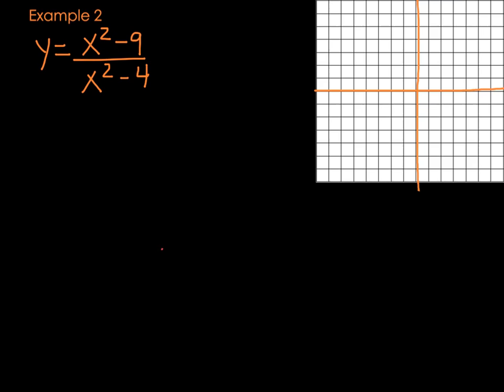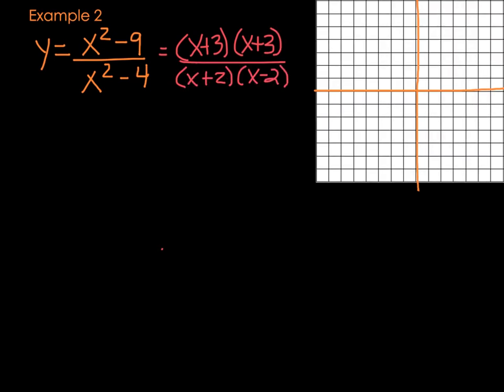Here's another example. We have y equals x squared minus 9 over x squared minus 4. These are factorable, so the very first thing you always want to do is factor. So that's x plus 3, x minus 3. And on the bottom we have x plus 2, x minus 2. Once you've factored, at this point you would look and see, can I cancel out any of the factors? And no, we cannot.